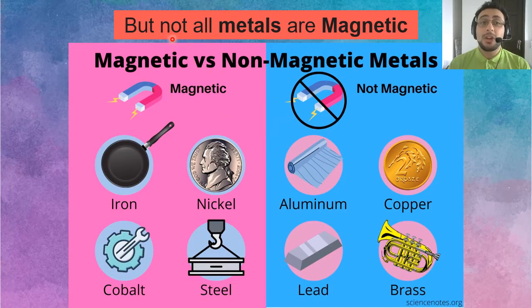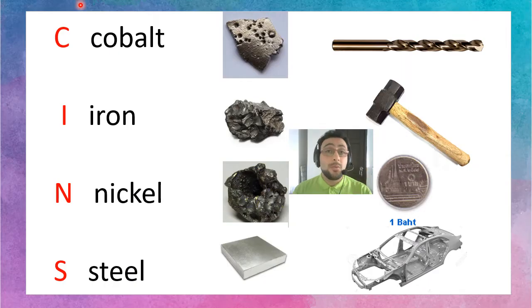Now, as I told you, not all metals are magnetic. For example, iron, nickel, cobalt, steel are magnetic. Now, here are some examples of non-magnetic metals. Aluminum, copper, lead, brass. These are non-magnetic. If you ever want to remember the magnetic metals, remember CINS. C, cobalt. I, iron. N, nickel. S, steel.